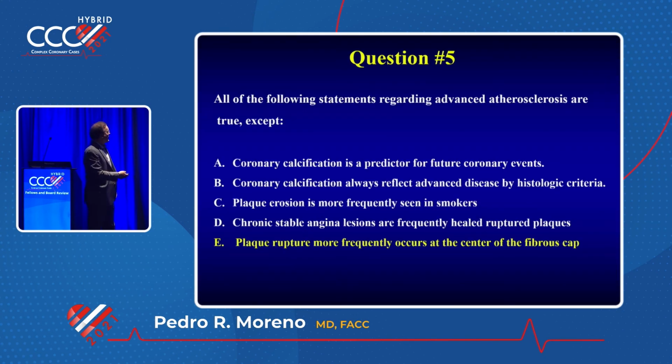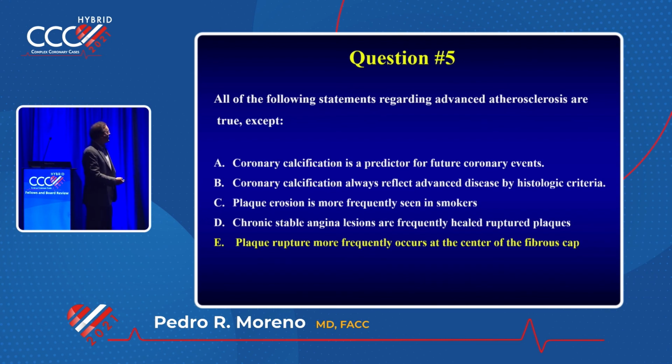All of the following statements regarding advanced athero are true. Coronary calcification is a predictor of future coronary events. Yes. What is the incidence of acute events in a patient with a calcium score greater than 1,000? 25% per year. So it's important. Coronary calcification always reflects advanced disease by histology. Yes, I told you that.